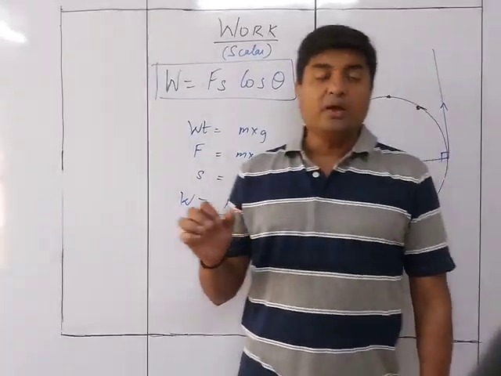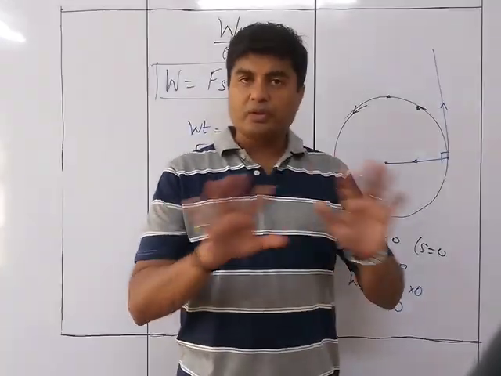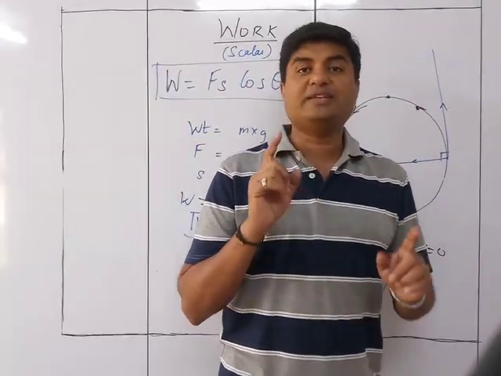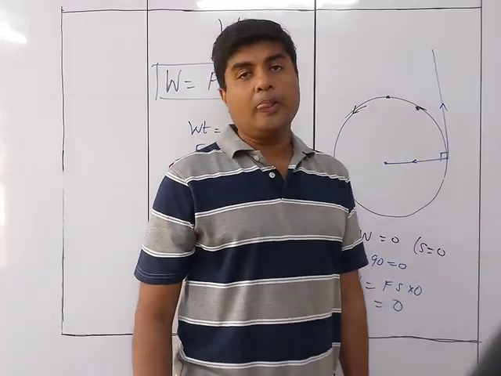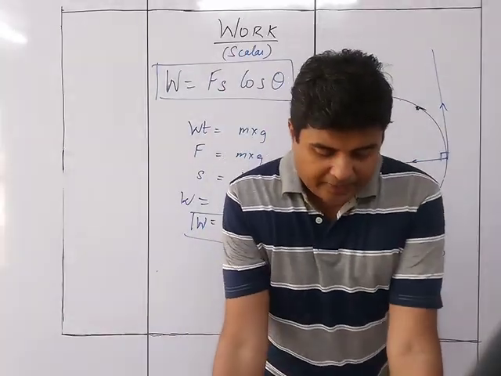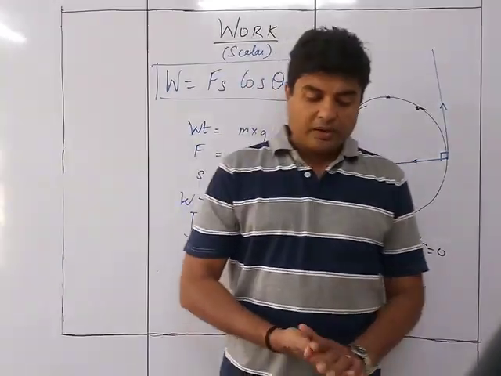The first thing is when there is no displacement. First thing, when displacement is 0. No work is done when displacement is 0. And secondly, if the displacement is perpendicular to the force. So when the displacement is normal to the direction of the force, then the work done is 0.